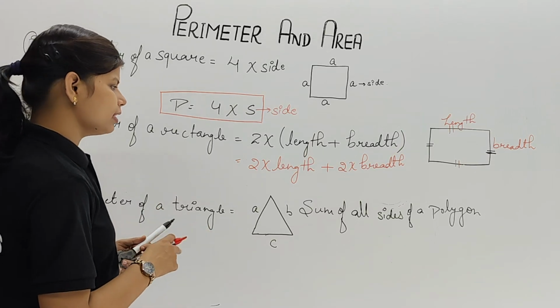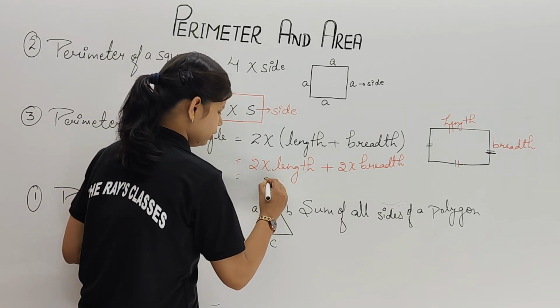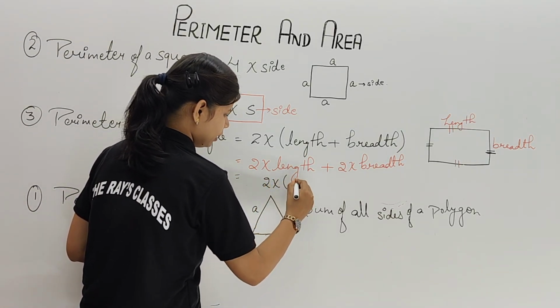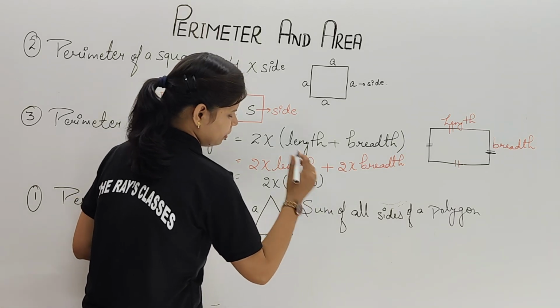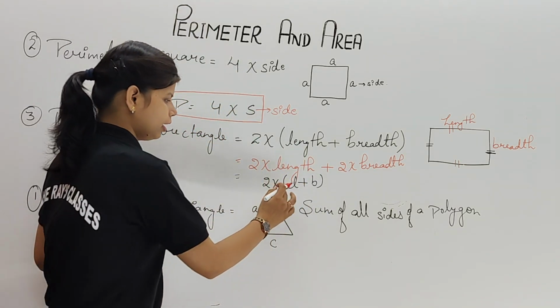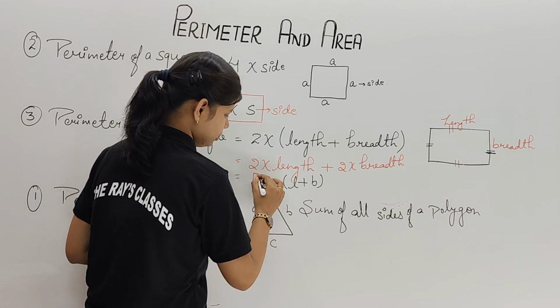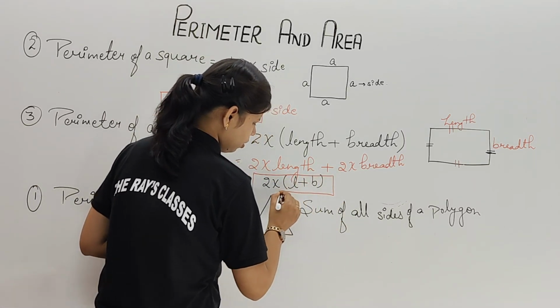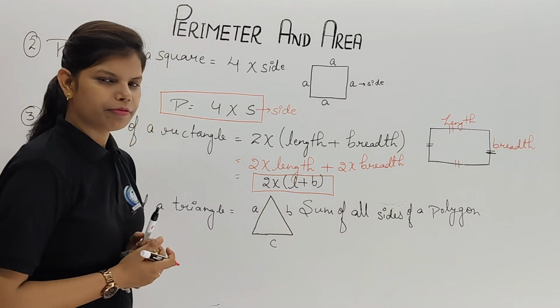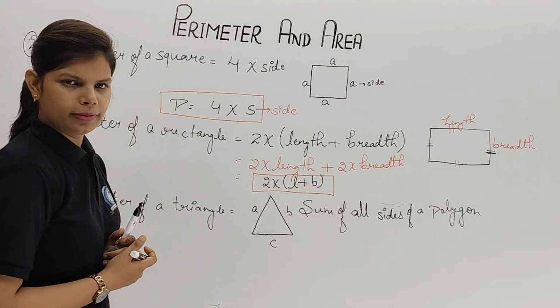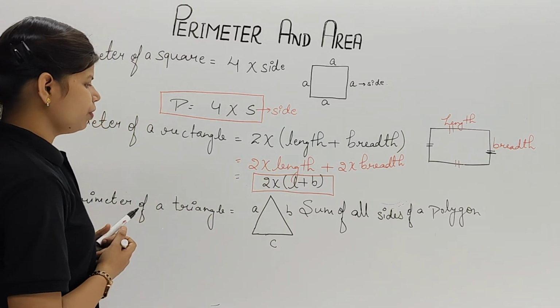Understood? Or at the last we can write a short form of this one, 2 into bracketed L plus B, where L is your length and B is your breadth of that given figure. Understood from here? Clear? So we have three formulas.